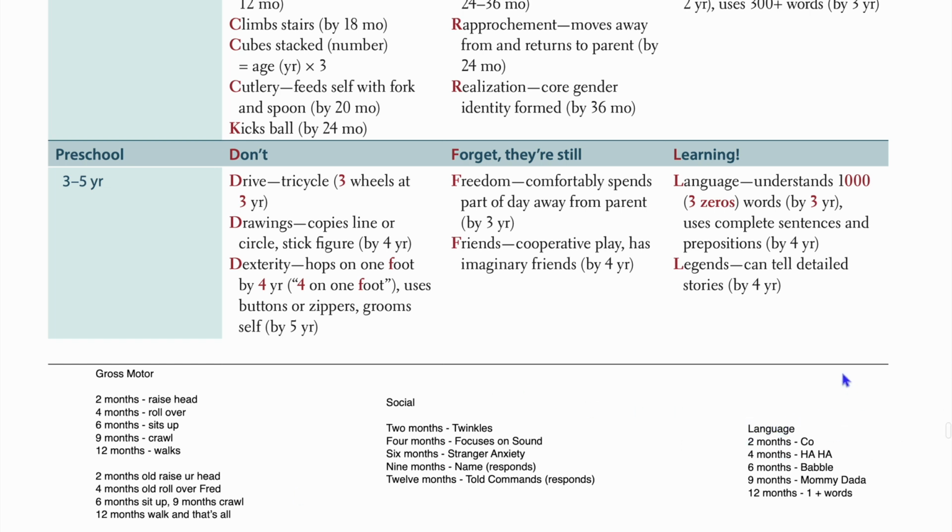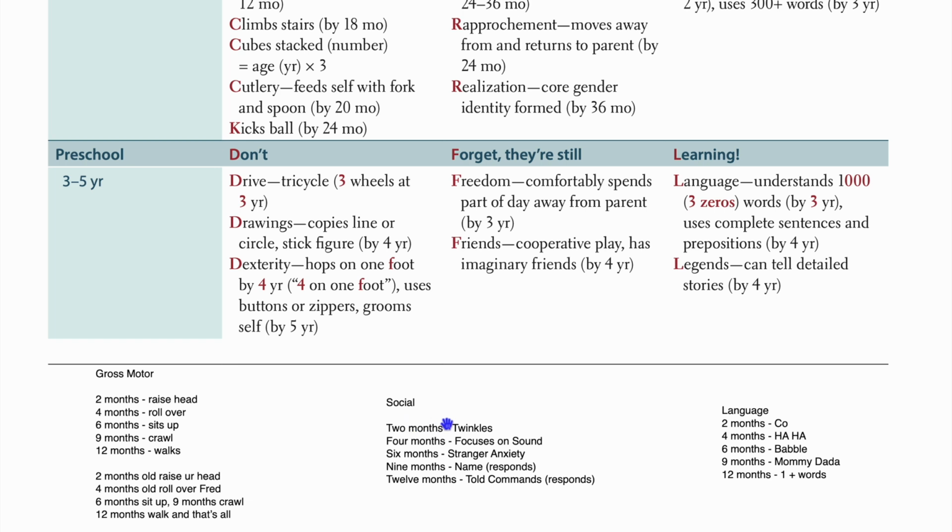For language, at 2 months it coos, at 4 months it goes haha, at 6 months it babbles, at 9 months mummy dada, and at 12 months it's one plus words. The month is associated with the number of letters. So 2 letters, so it coos. Baby coos at 2 months. It laughs at 4 months. At 6 months, it starts babbling. At 9 months, it starts saying mama dada, or mom and dad. And by 12 months, they have an increased vocabulary of more than one word.